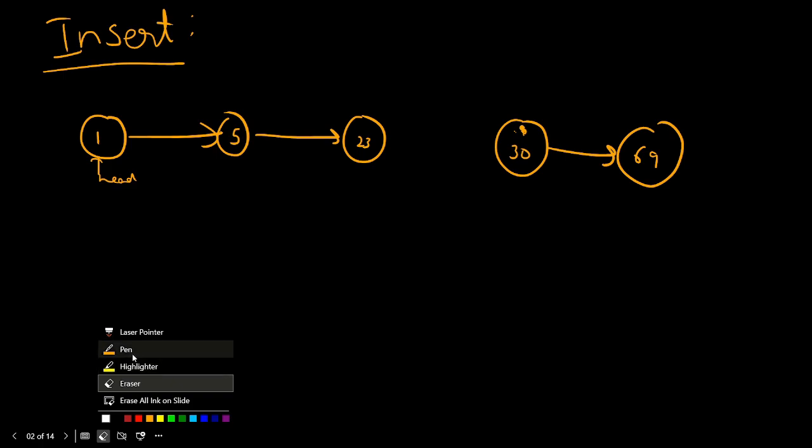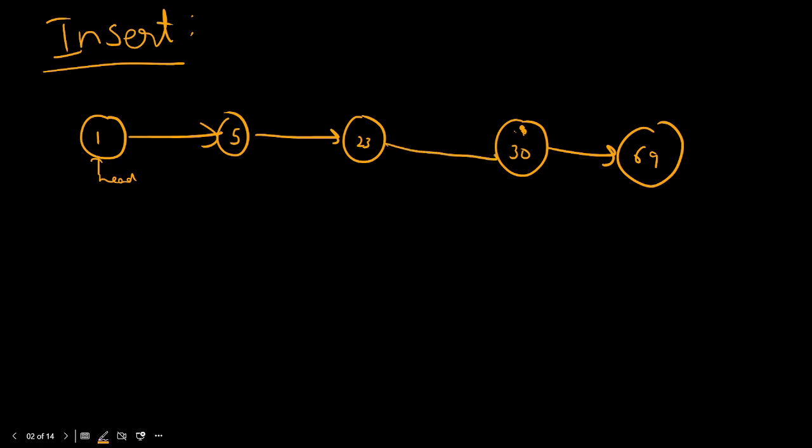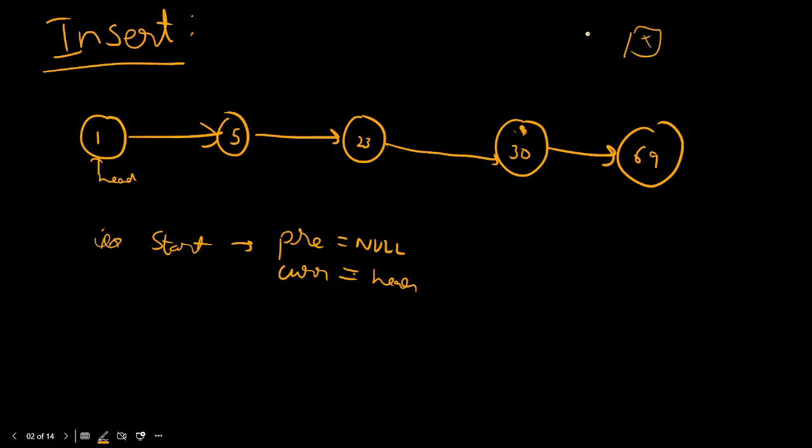So initially, at the starting, I'm gonna do these initializations. I'm gonna set pre to null and my cur to head. So pre is pointing to null somewhere. So let this be null. So my pre is pointing here and my cur is pointing here.